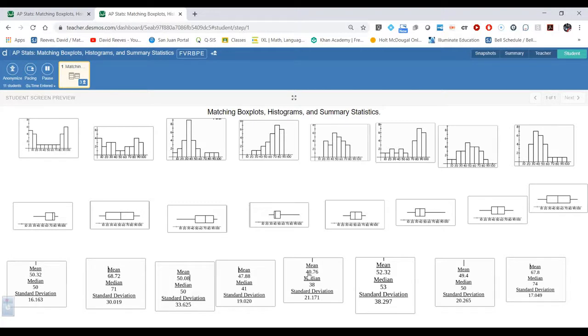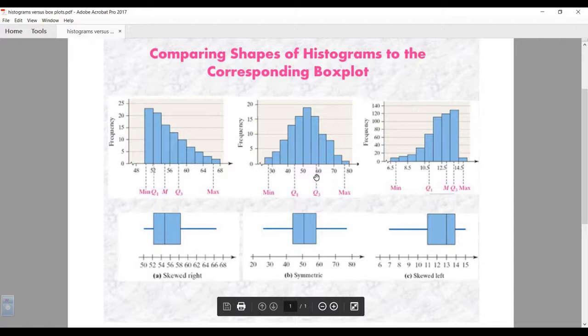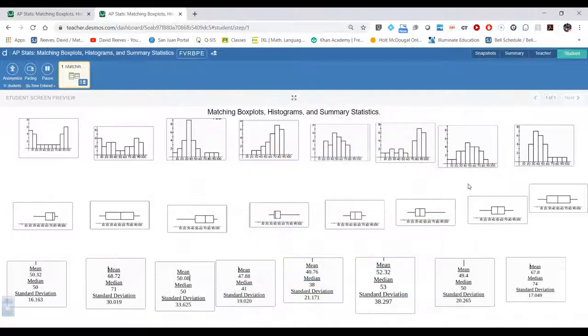As you may remember from the previous video, we have this situation here. In the middle, we have symmetric. On the right, we have skewed left, and on the left, we have skewed right. So that's how I'd like to organize my histograms to start off. Again, I want the skewed right on the left, the skewed left on the right, and ones that are more symmetric in the middle.